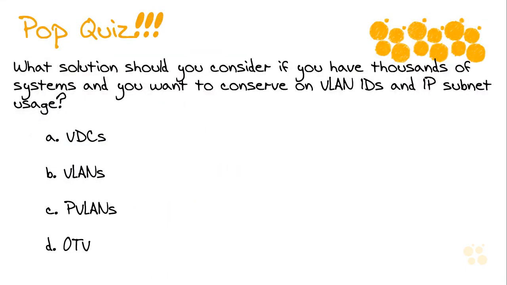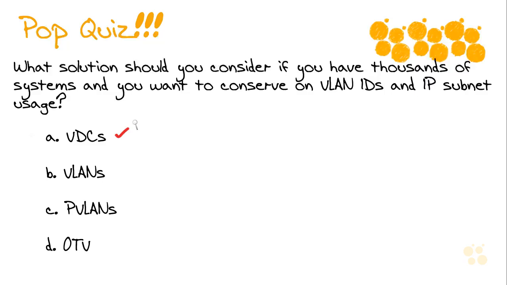Well, it's time for one of our special features in this particular nugget. It is a pop quiz. What solution should you consider if you have thousands of systems and you want to conserve on VLAN IDs and IP subnet usage? Once again, if we were to just knee-jerk and we were moving too quickly in the exam environment, you would say VDC, and then you would move on.